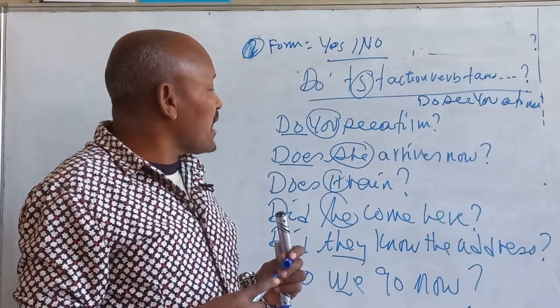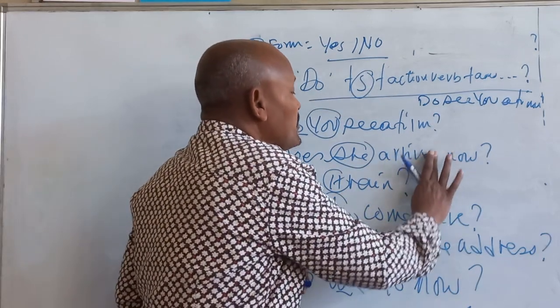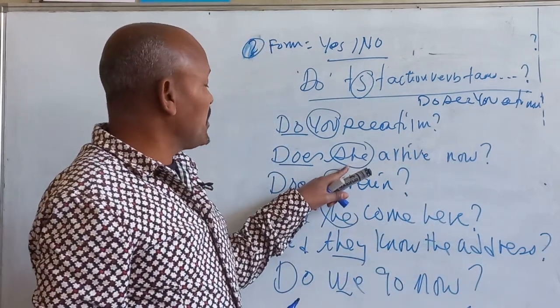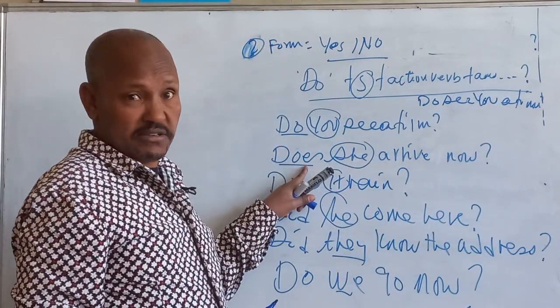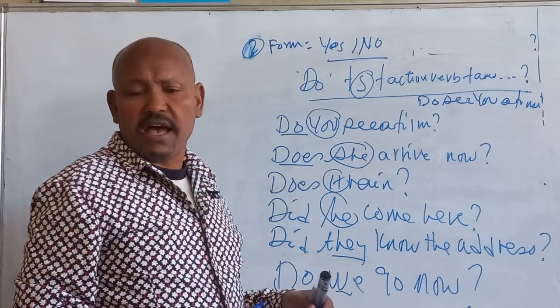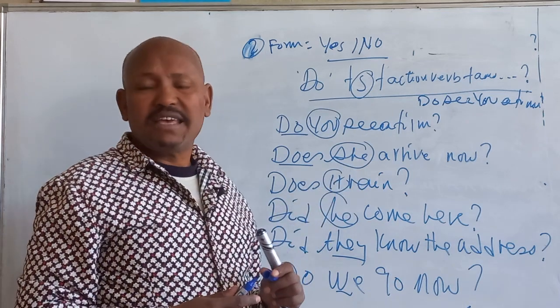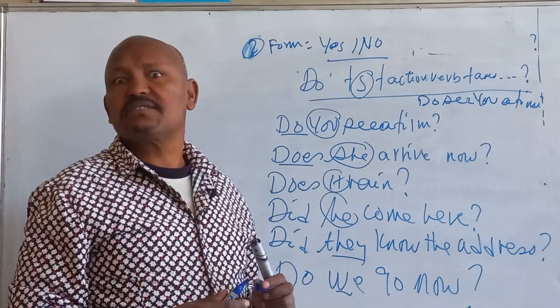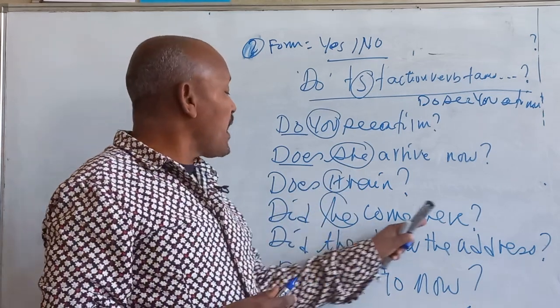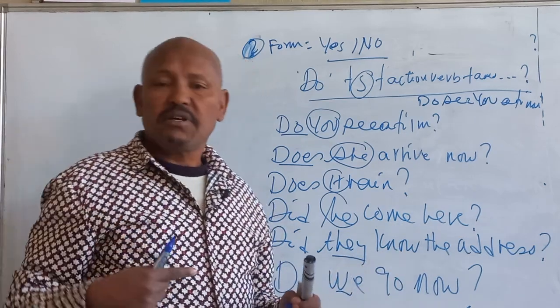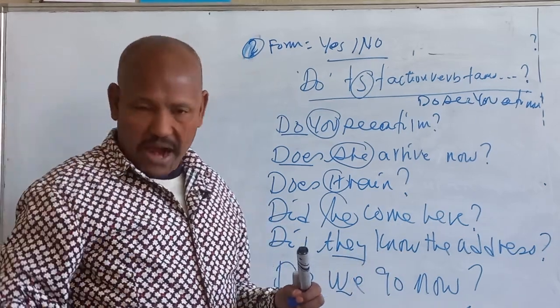Yes, does she arrive now? Because the subject is singular, so I can just use does here. Does she arrive now? Yes, she does. If not, no, she doesn't. Does it rain? Yes, it rains. No, it doesn't rain. Did he come here? Yes, he came. If not, no, he didn't come.